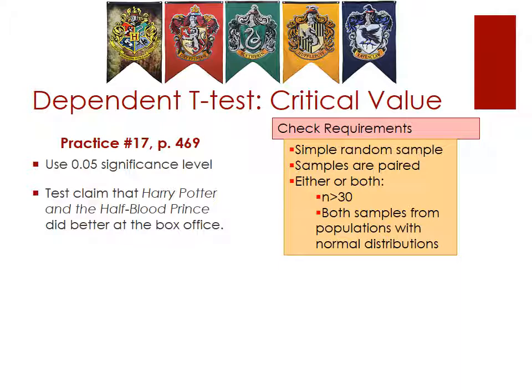So we're looking here: simple random sample. Yes. Our samples are paired because we're choosing to look at them together in this particular situation, pairing the Harry Potter movies together within a group. And we do not have an n greater than 30. However, we're told both samples can be assumed to come from a population that is normal. So, requirements met, and now we're ready to proceed to our next step.